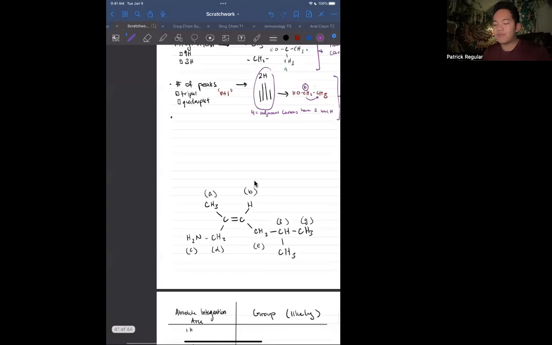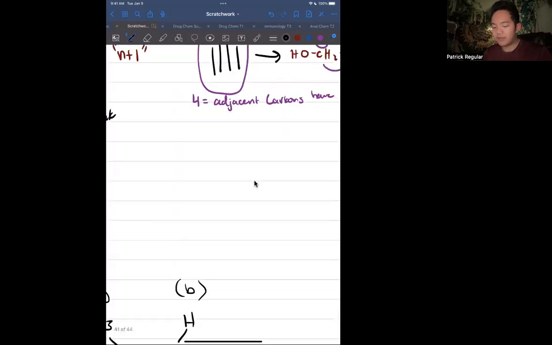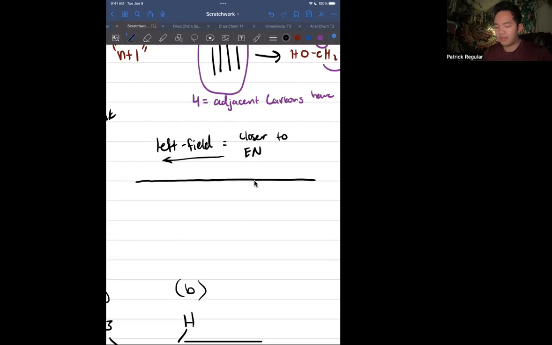The next piece of information is your location. And here, what I mainly mean is when you have your proton NMR, the more left field it is, and you will be given ranges, the more left field, generally, the closer you are to an electronegative atom. Again, you are given a map on what these mean.